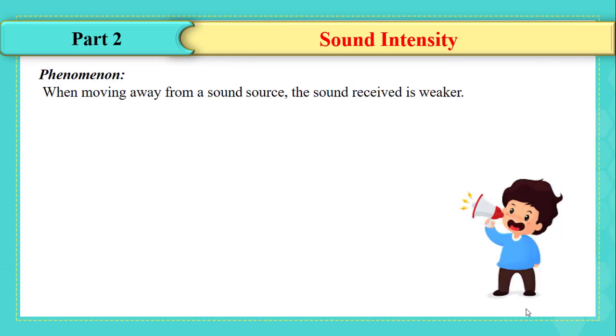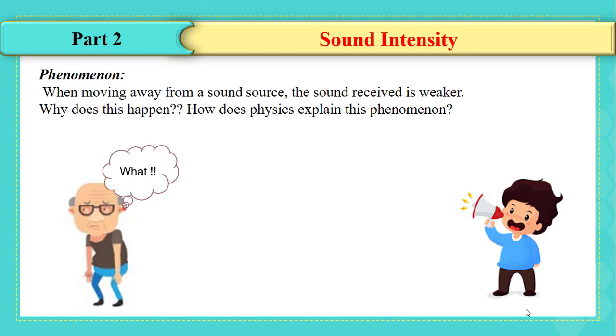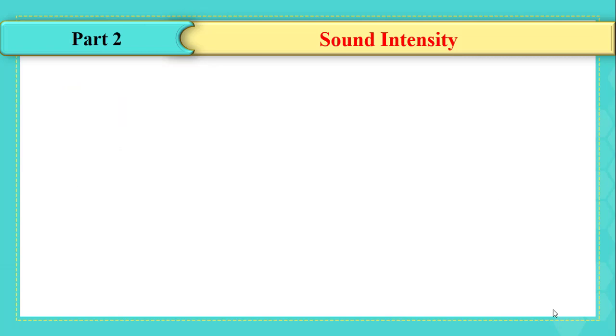When moving away from a sound source, the sound received is weaker. Why do you think this happens, and how does physics explain this phenomenon? To explain this phenomenon, we will consider first a point source O, emitting sound in all directions of power P. Remember that the power is the energy emitted per unit time.